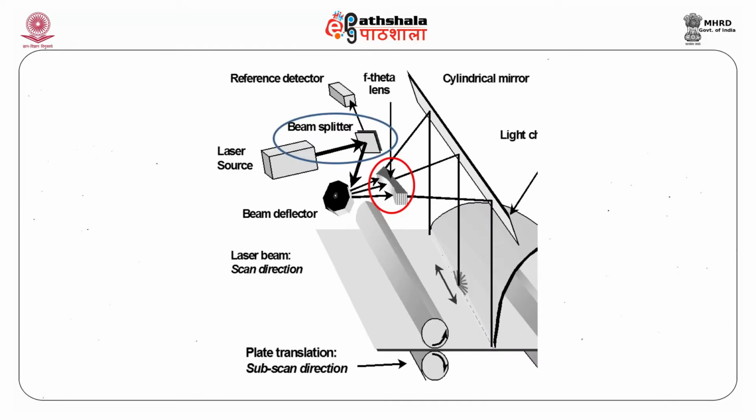When the IP plate goes inside the CR reader, the light from the laser passes through a beam splitter. The beam splitter checks intensity fluctuation using reference detectors. The F theta lens gives a constant focus and linear sweeping velocity across the photostimulable phosphor plate. And there is this mirror which scans each line of the IP plate.